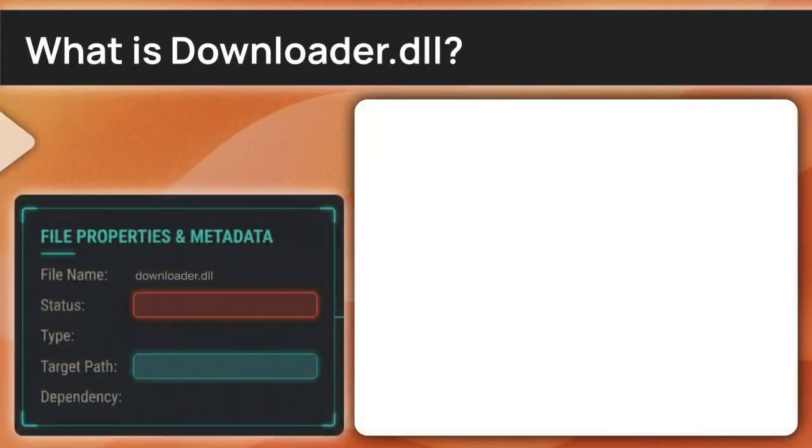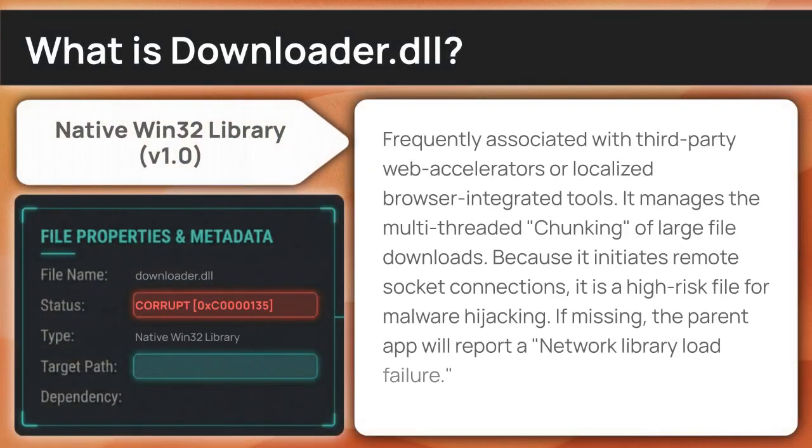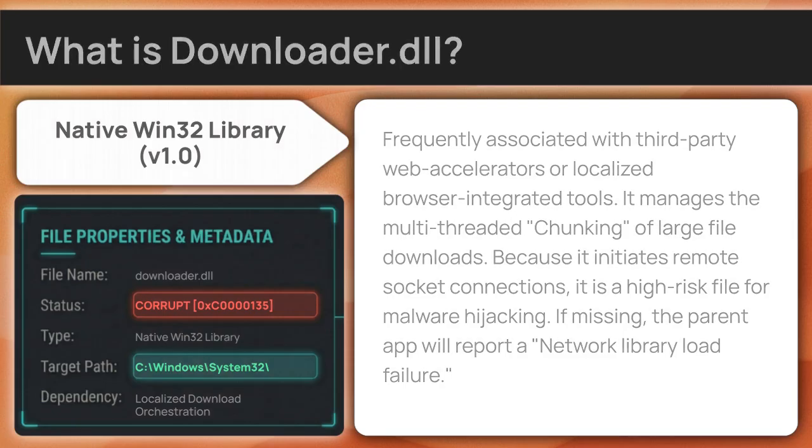This is the downloader module, frequently associated with third-party web accelerators or localized browser-integrated tools. It manages the multi-threaded chunking of large file downloads. Because it initiates remote socket connections, it is a high-risk file for malware hijacking. If missing, the parent app will report a network library load failure. Now that we've covered what the file does, let's jump into our first fix.